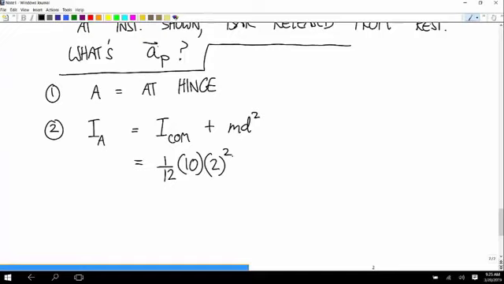And now we're displacing our about point from the center of mass to where the hinge is. So we're going to add the mass of the bar times d squared. What's d in this case? 1, exactly. It's the distance from the center of mass to the about point. So 1 squared.